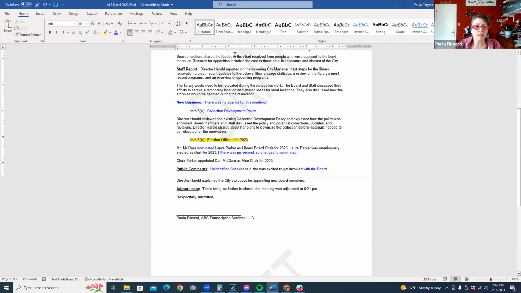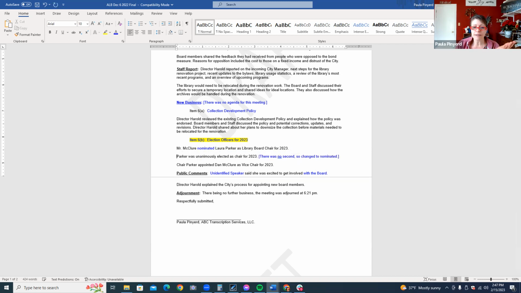Astoria's library board also had the election of officers, and they did very much the same thing. Mr. McClure moved to elect Laura Parker, I believe is how the original was, for this position. And then it just went to Laura Parker was unanimously elected chair. But there should be some sort of a recollection of a voice vote or a roll call vote. Again, it's different. When we're doing these meetings, we also want to make sure we capitalize the officer's title, the office of whoever they're electing.